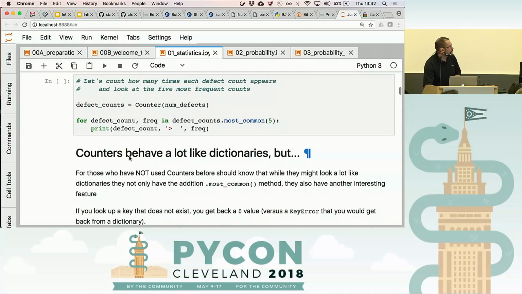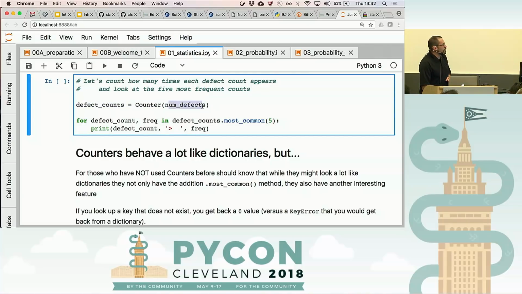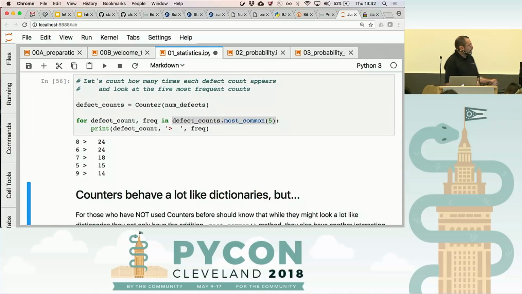All right, so I start off by taking all of those values that I had, number of defects, and I drop it into my counter object. And that's going to produce a thing that looks like a dictionary, but it's not quite. And so I call it defect counts. And then I say, all right, show me the 5 most common values that occurred in all of my number of defects. So we run that code. And so the number 8 showed up 24 times. The number 6 showed up 24 times. And the number 7 showed up 18.